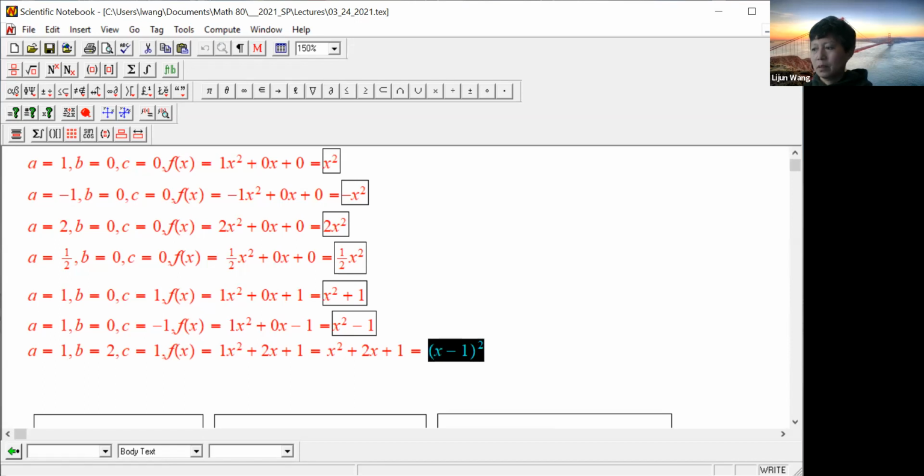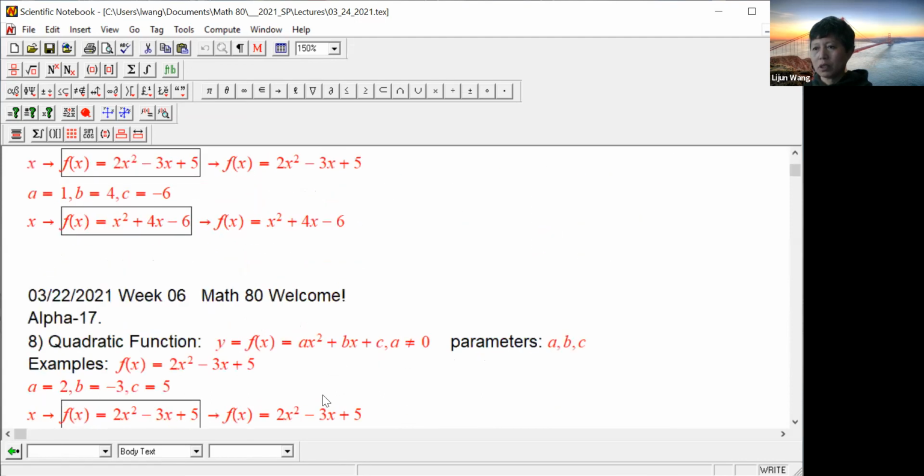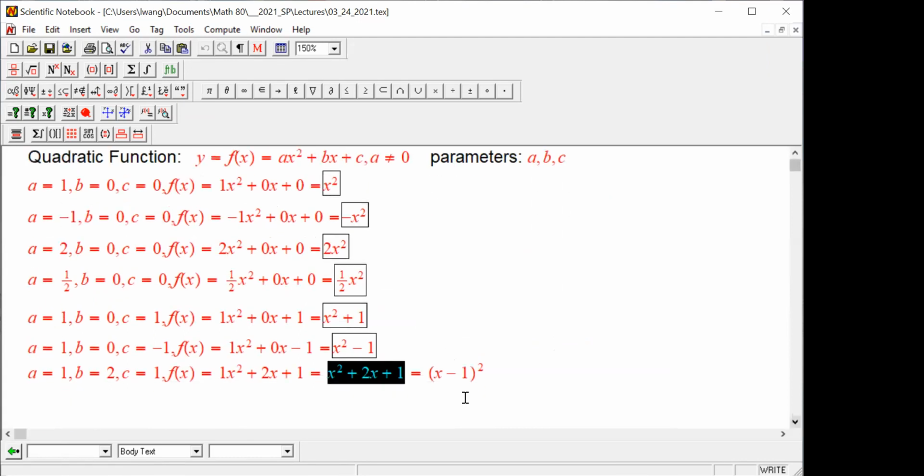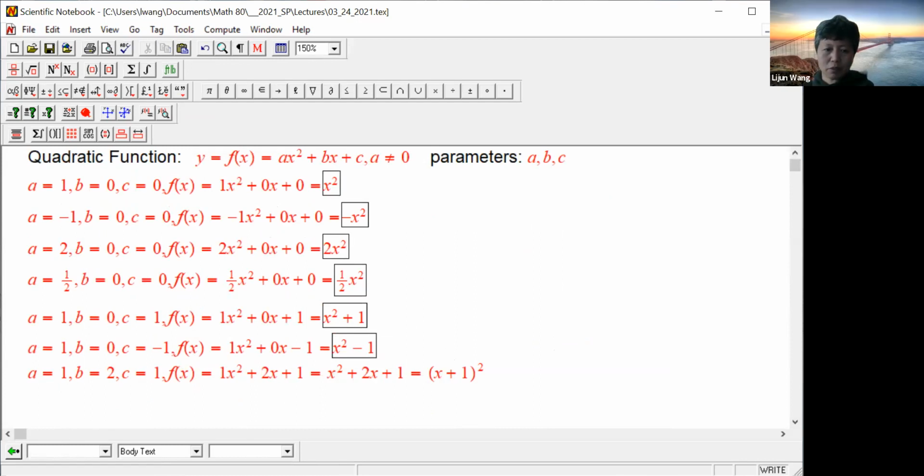So x squared plus 2x plus 1. What's that perfect square? That is the same as x squared plus 2x plus 1. Did you guys find it? x plus 1 squared. Right. x plus 1 squared will be that perfect square. Okay, did you get it? Are you guys with me?